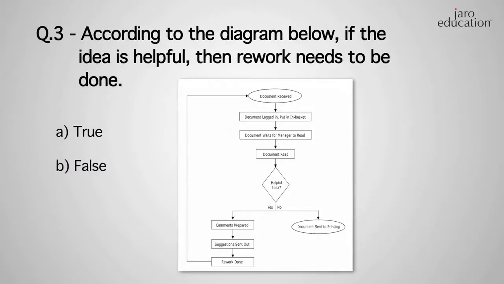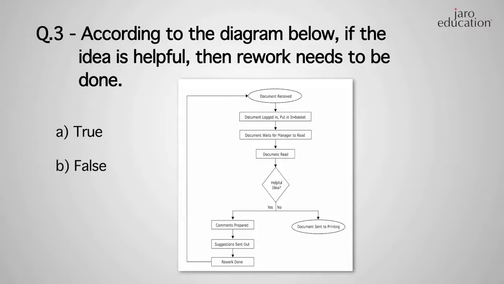Here there is a flow chart, and according to this diagram you have to tell whether, according to the flow chart, if the idea is helpful, the rework needs to be done, true or false. If you see the flow chart, the decision is the diamond box. It says idea is useful, yes, no, and if it is yes, then after a series of activities rework is done.